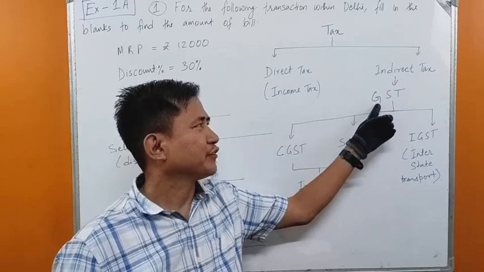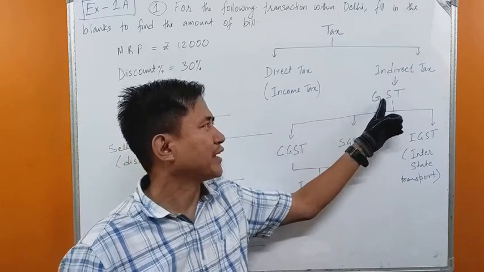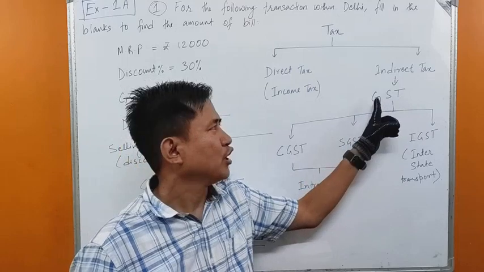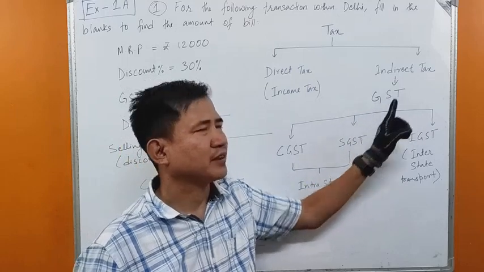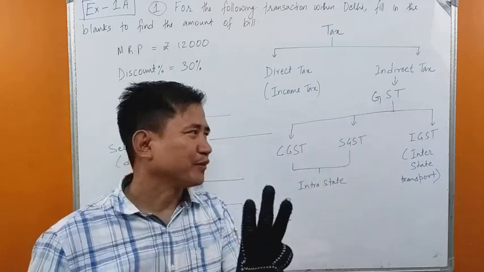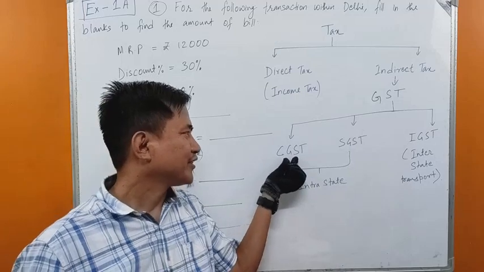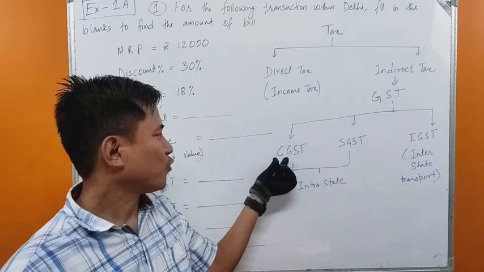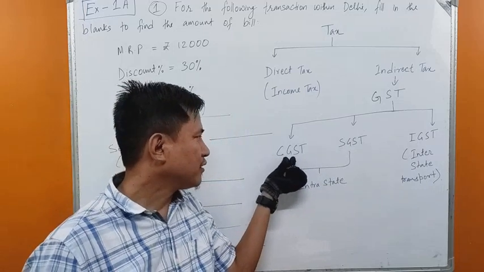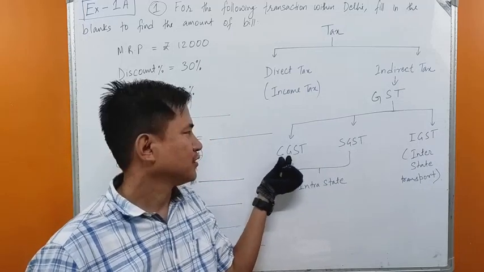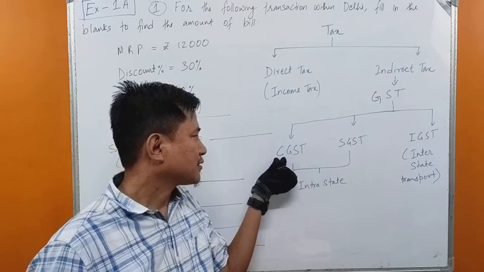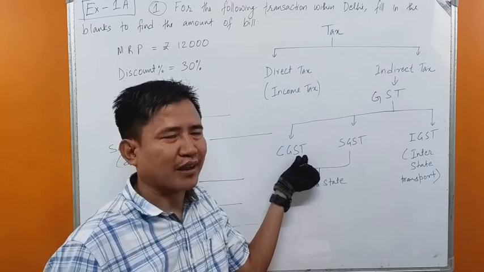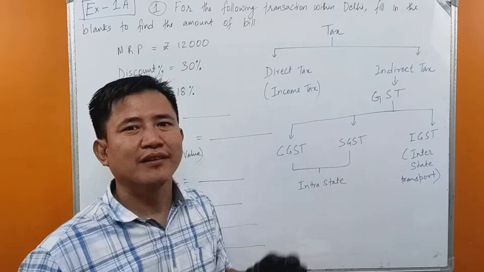What is GST? The full form of GST is goods and services tax, okay? Goods and services tax. Basically, there are three types of GST. They are CGST, SGST and IGST, okay? And what is CGST? Central Goods and Services Tax. CGST means Central Goods and Services Tax, okay? And this is collected by the central government.